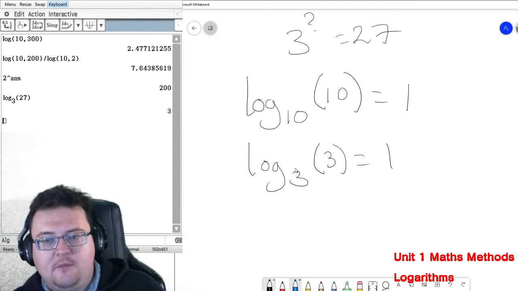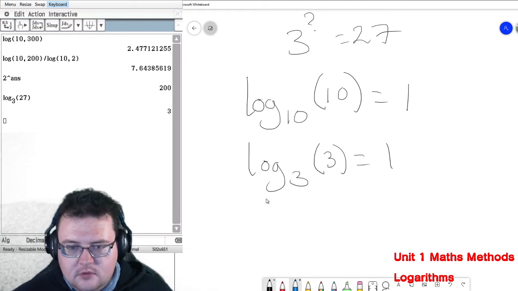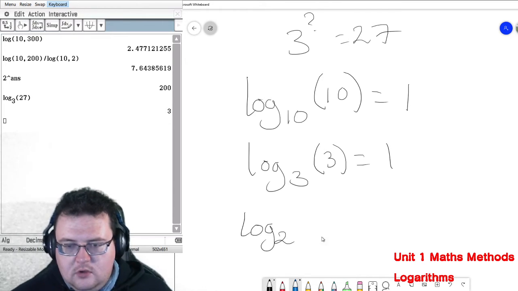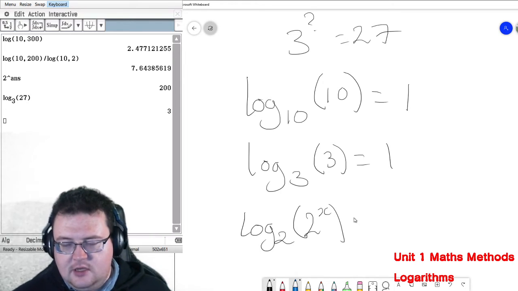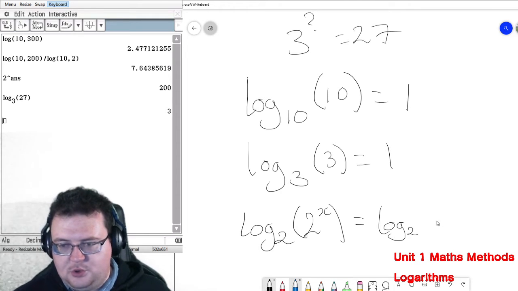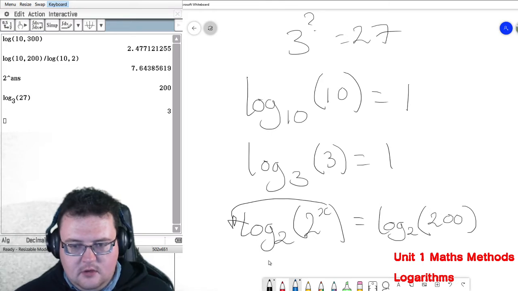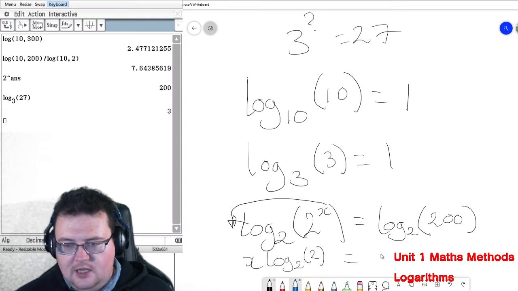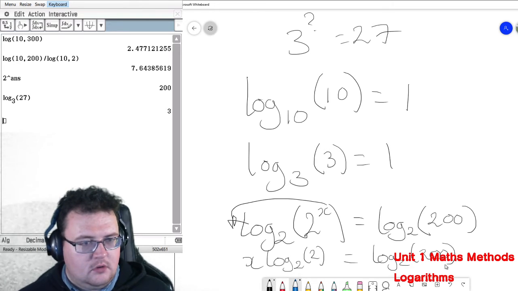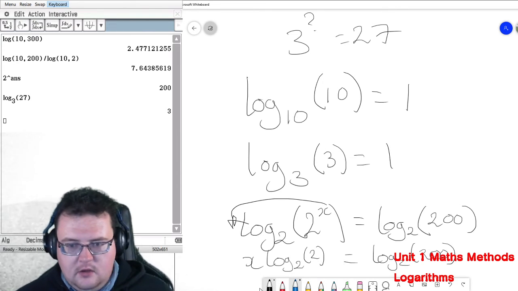So I could, in fact, go back to my previous question and do log 2 of 2x equals log 2 of 200. The x would fall down the front, and I would have x log 2 of 2 equals log 2 of 200. What's log 2 of 2? It's 1. Therefore, I don't need it.